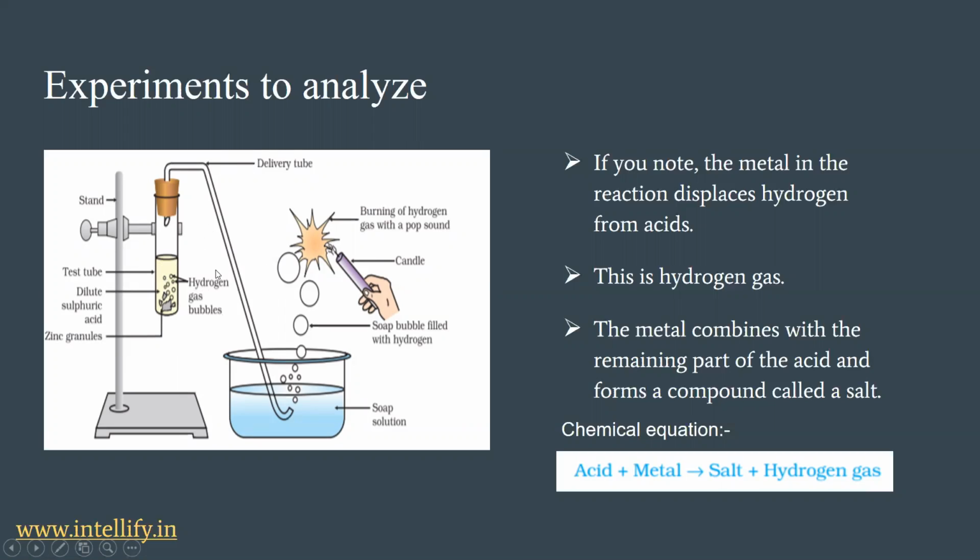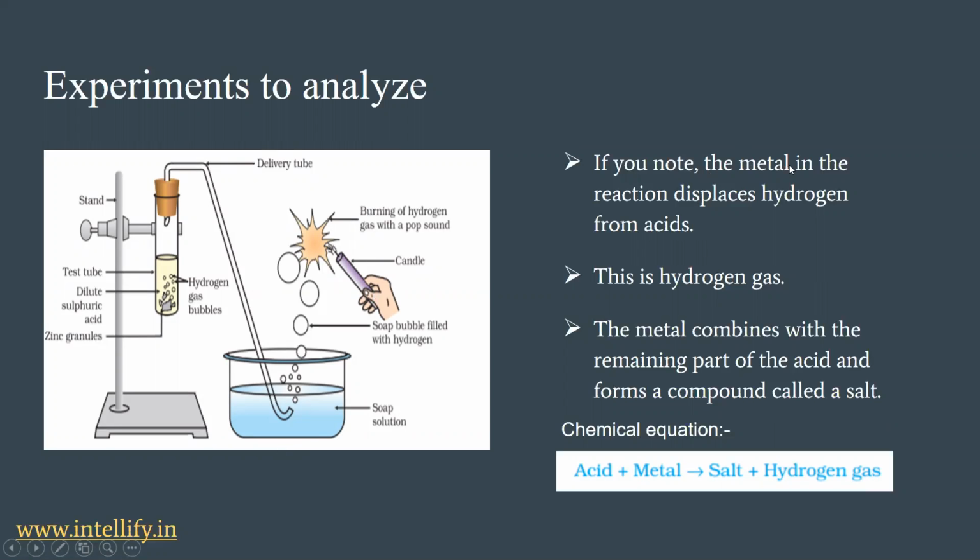To know what gas is generated, you should add a delivery tube at the end, and put it in a soap solution so that the bubbles are generated. After you do this experiment, you will observe the following.